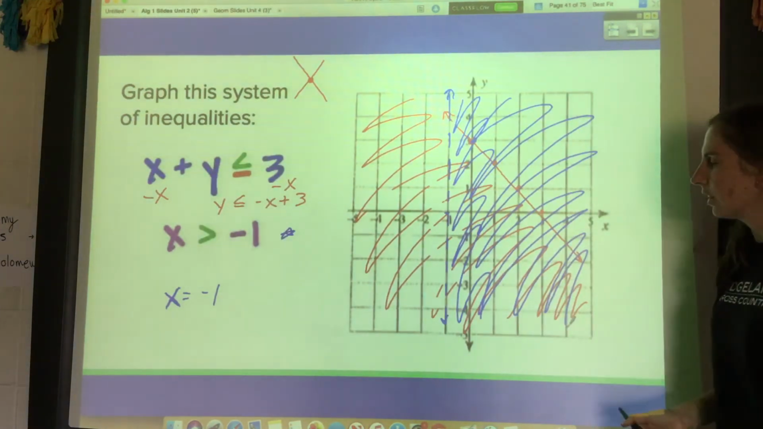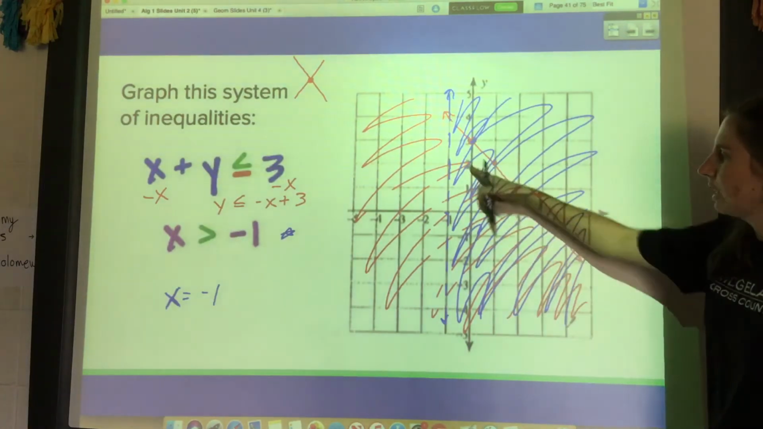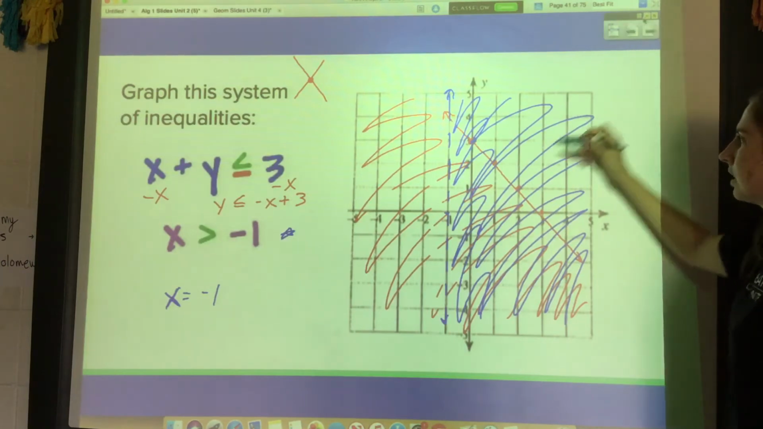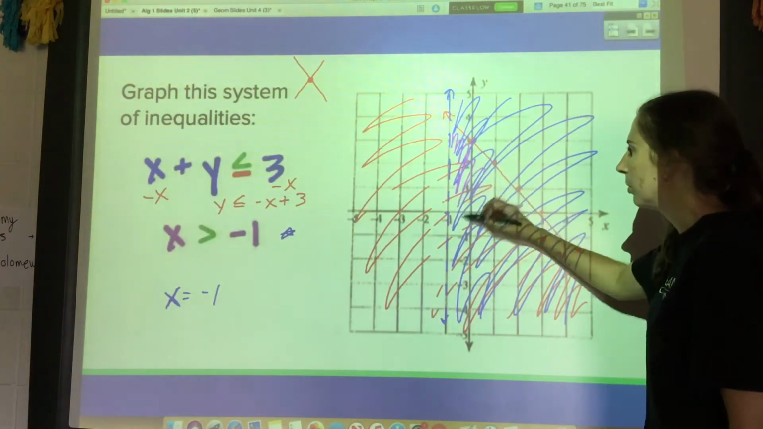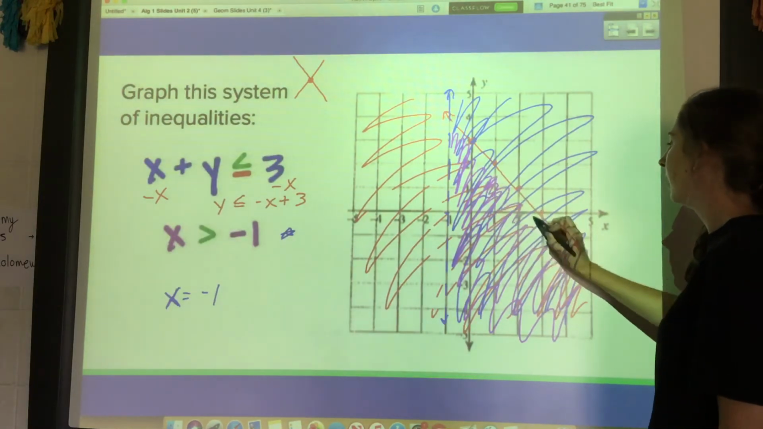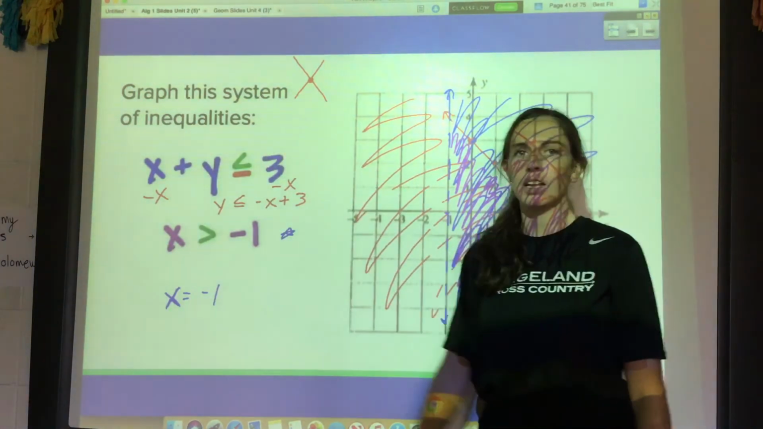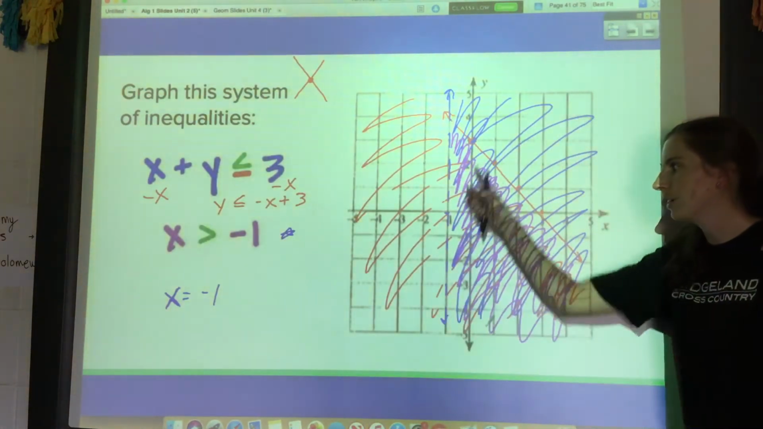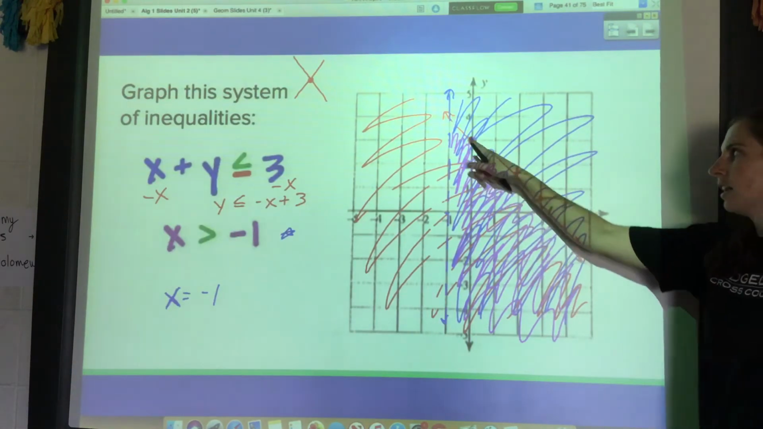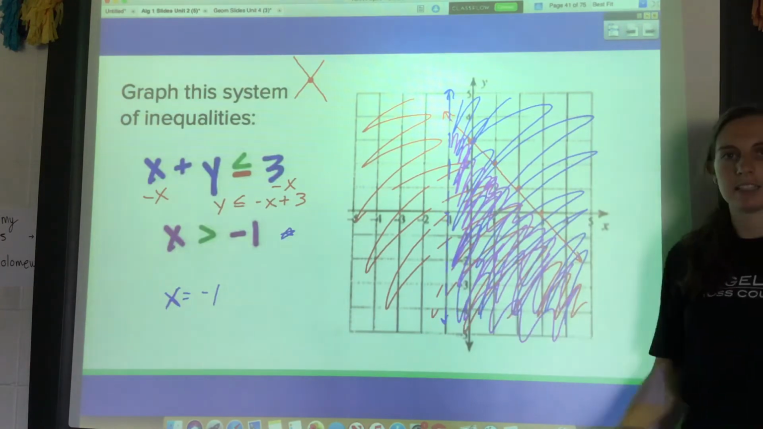You may notice now that I have the red shaded region and the blue shaded region, and the region where they overlap is the answer to the entire system. I'm going to make it a little darker here with purple. So this region right here where the blue and the red overlap is the solution for this system of inequalities. Every single point in this region solves that system, including the points on this line because it's solid, but not including the points on this line because it's dashed.